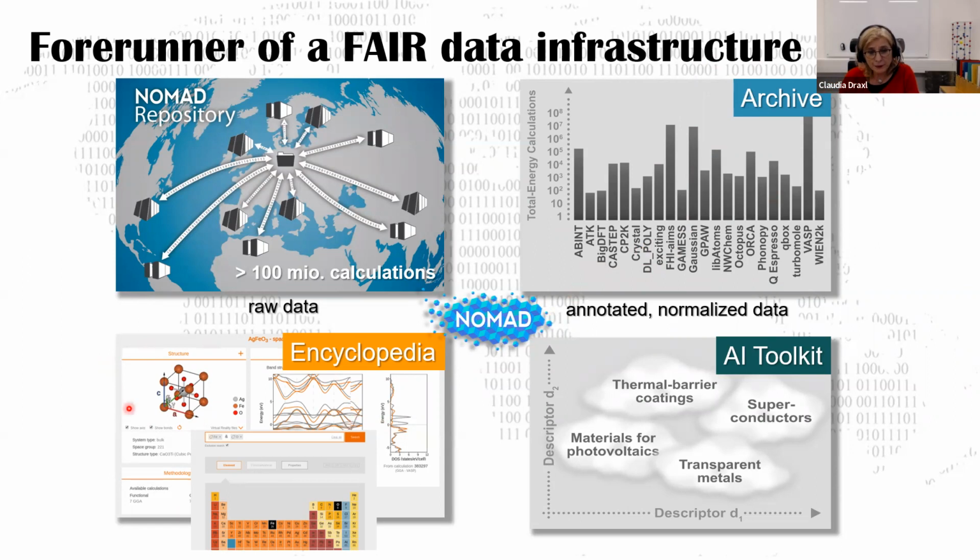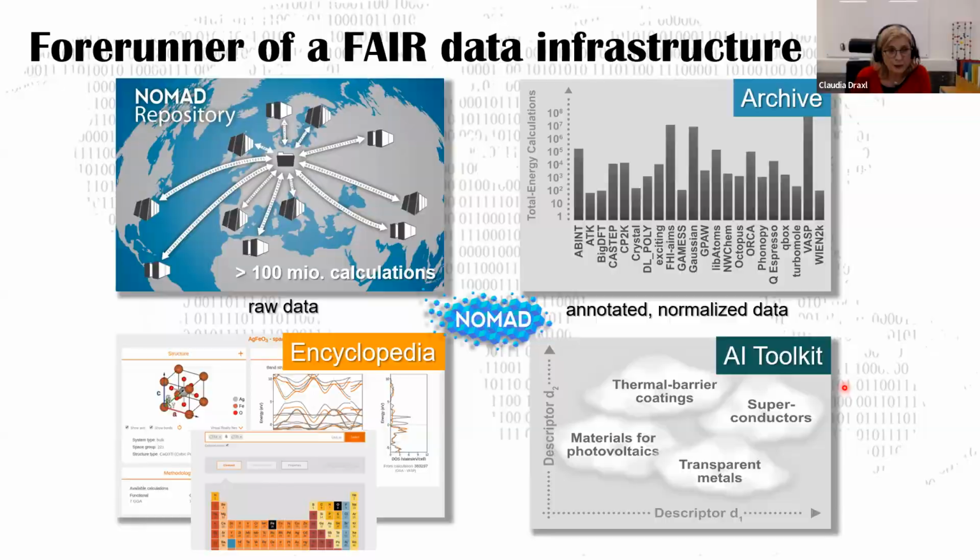Now, the encyclopedia is also a forerunner to this public viewing that I've shown you before, where you can already see what people have computed all over the world. And the artificial intelligence toolkit is also a collection of tools that people can use to analyze the data, to learn from the data. So everything like this is a first step towards what we are planning right now, including starting to include experiments and data from synthesis.